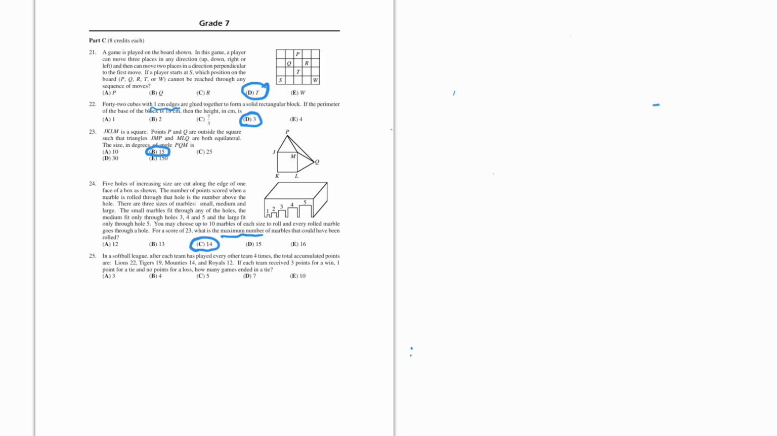Number 25. In the softball league, after each team has played every other team 4 times, the total accumulated points are Lions 22, Tigers 19, Monkeys 14, and the Royals 12. If each team received 3 points for a win, 1 point for a tie, and no points for a loss, how many games ended in a tie?